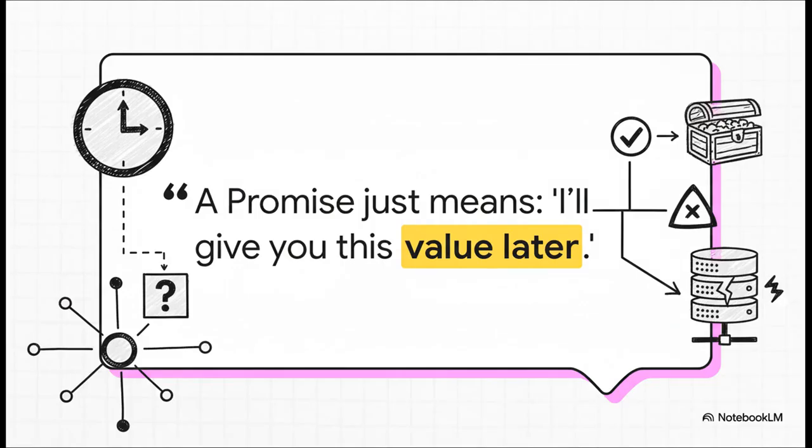Honestly, this quote is the perfect way to think about it. A promise is literally a placeholder. It's a stand-in for a value that JavaScript is expecting to get for you sometime in the future. It's basically a commitment that says, hey, eventually, you're either going to get the data you asked for, or I'll give you an error explaining what went wrong.